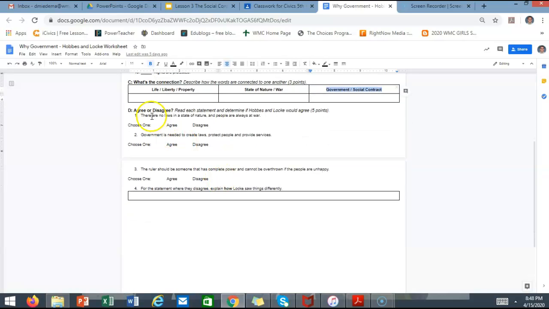For Part D, the last part, 1 and 2, both are agree. 3 is disagree. Thomas Hobbes and John Locke disagree because Thomas Hobbes would say, yes, they cannot be overthrown, but John Locke would disagree and say, no, the ruler doesn't have complete power. The ruler must protect the people's natural rights, and if the ruler and government doesn't, then they can be overthrown. So John Locke would disagree with this, Thomas Hobbes would not. So 3 is disagree, and your explanation for why, because John Locke believes there is not absolute complete power, and government can be overthrown if necessary.